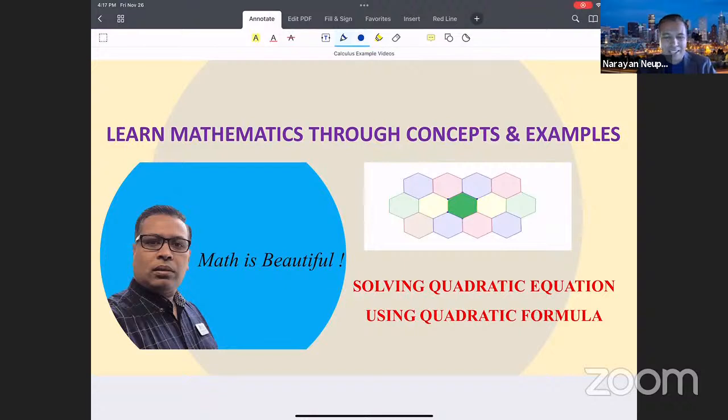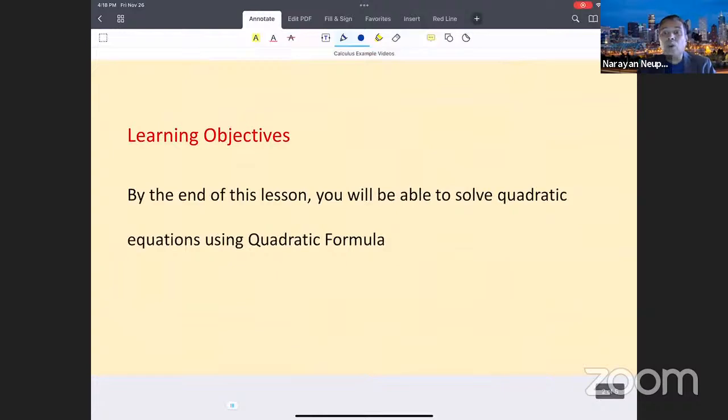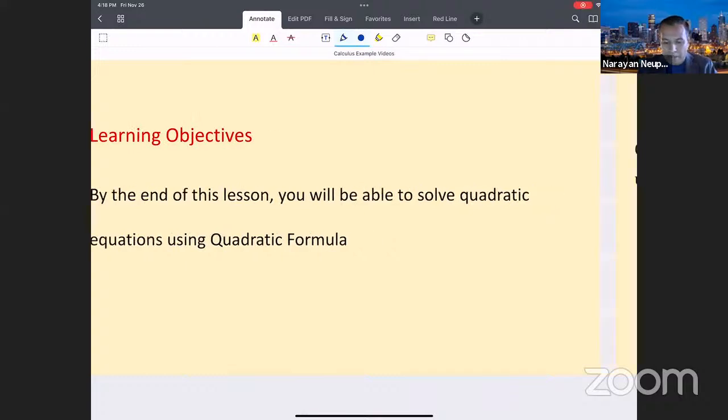This is Mr. Neupane. So today in this class, we are going to learn how to solve quadratic equation using quadratic formula. So the main goal of this chapter is to solve quadratic equation using quadratic formula. So let's first see what type of equation is a quadratic equation and what is a quadratic formula.